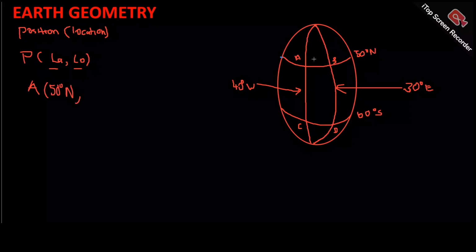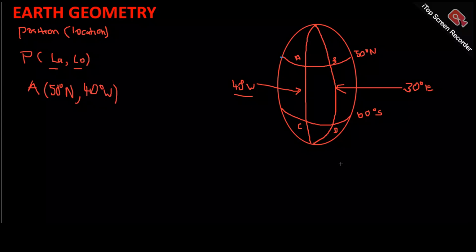Then the next question, what is the longitude passing through point A? The one going from north to south. That is 40 degrees west. I'm going to put this side 40 degrees west.